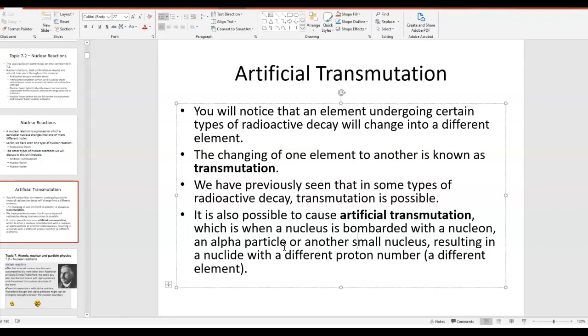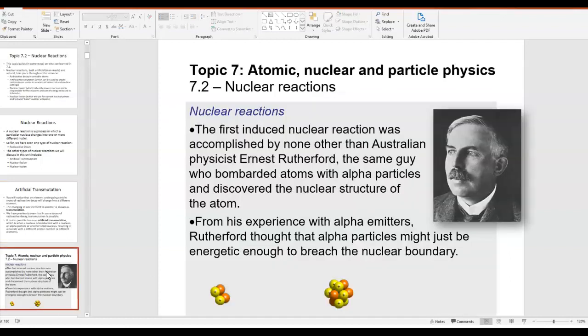Now, oddly enough, the person who discovered the first artificial transmutation is somebody we've talked about before, and that is Rutherford of the Rutherford model. Remember, Rutherford came up with the first nuclear model of the atom. We talked about that in 7.1. It was a result of the Geiger-Marsden experiment, where they shot alpha particles at gold foil and whatnot.